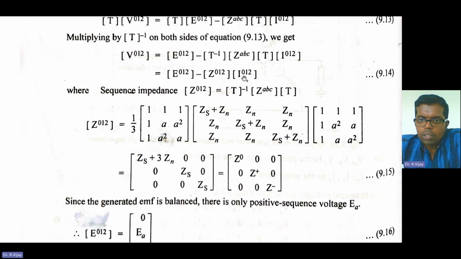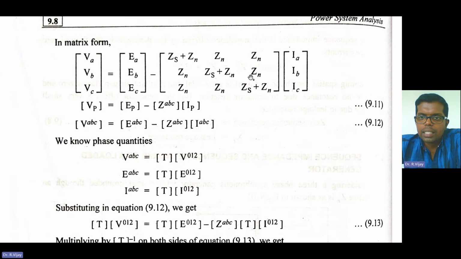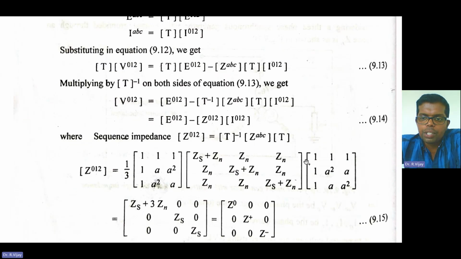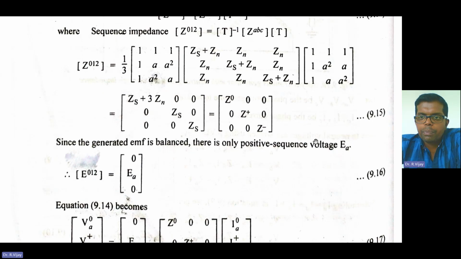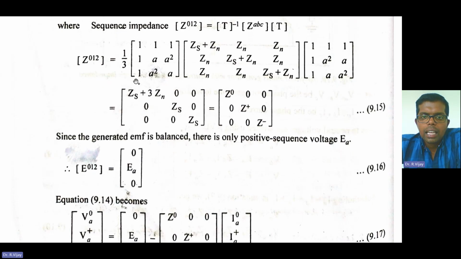So this matrix, ZABC, that same thing we are substituting here. T is the matrix 1, 1, 1; 1, A squared, A; 1, A, A squared, from the previous formulation. If not, go back and watch the previous videos. Now we need to multiply these two matrices, and again multiply, and you get the answer as Zs plus 3 into Zn, 0, 0; 0, Zs, 0; 0, 0, Zs. That is nothing but the sequence impedance, where Z0 is Zs plus 3Zn, Z plus equals Zs, and Z minus equals Zs.